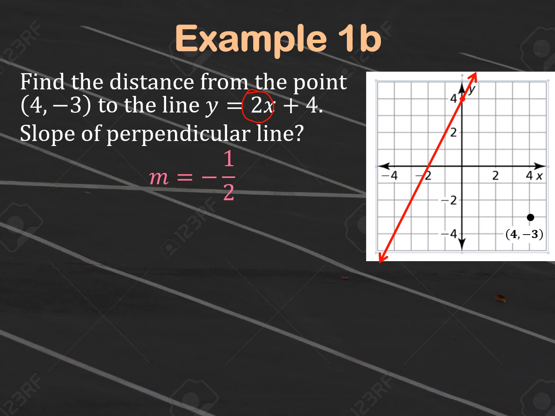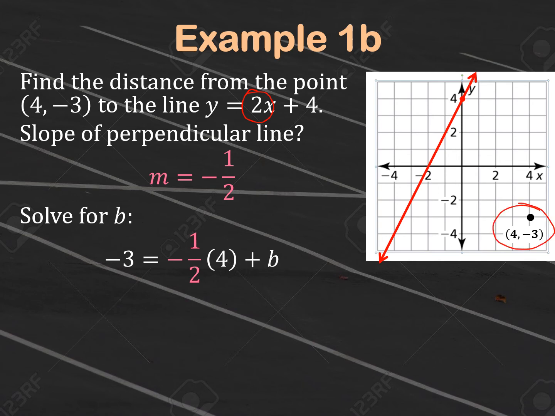Now you're going to need to find the equation of a line with a slope of negative 1/2 that goes through 4, negative 3. So to solve for b, you're going to plug in y equals negative 3, which is based on this point over here in the corner, x equals 4, and then the slope is negative 1/2. And now you're going to solve for b. So negative 3 equals negative 1/2 times 4, which is negative 2 plus b. Add 2 to both sides. And you see that b is equal to negative 1.